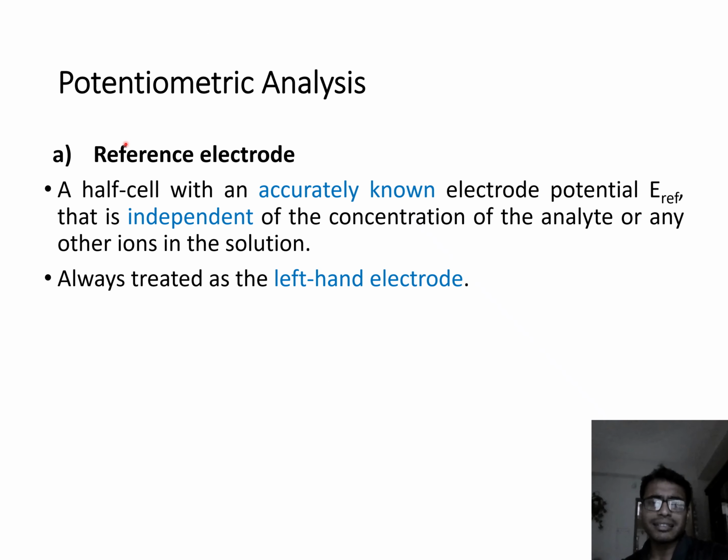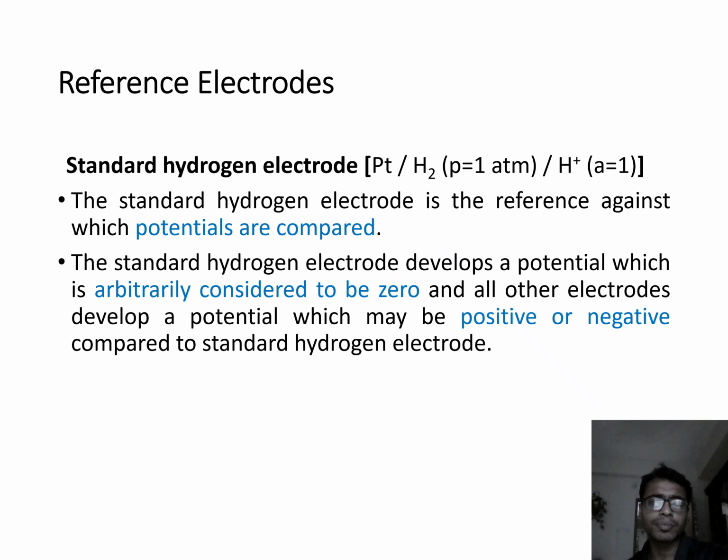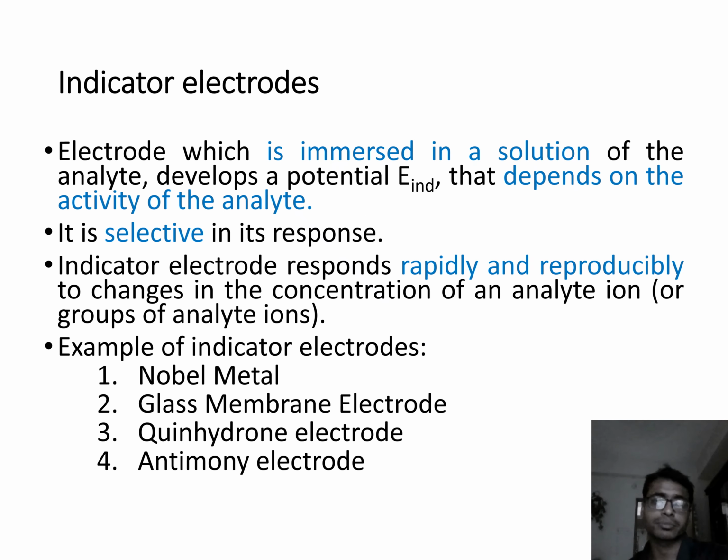So in potentiometric analysis, reference electrodes are used. A half cell with the accurately known electrode potential, that is E_ref, that is independent of the concentration of the analyte or any other ion in the solution, is always treated as the left-hand electrode. The standard hydrogen electrode is the reference against which potentials are compared. The standard hydrogen electrode develops a potential which is arbitrarily considered to be zero, and all other electrodes develop a potential which may be positive or negative compared to the standard hydrogen electrode.